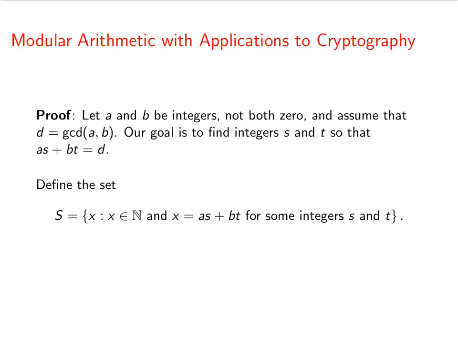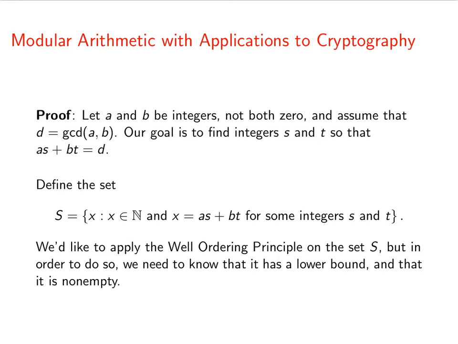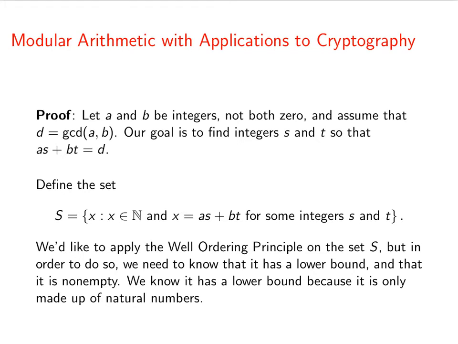Let's define this set S. It's the set of all x in the natural numbers such that x can be written as as plus bt for some integers s and t. Keep in mind, s and t are allowed to be negative or 0. There's no restrictions on them, just that they have to be integers. Now, we'd like to apply the well-ordering principle on this set S, but the set S has to have a lower bound, and it has to be non-empty. We know it has a lower bound because it's only made up of natural numbers, so we could use 1 as a lower bound. Now we're going to show that it's non-empty.